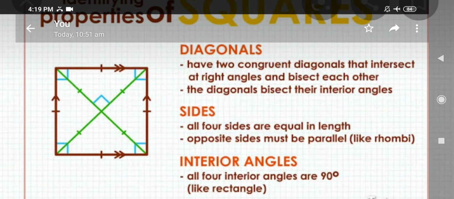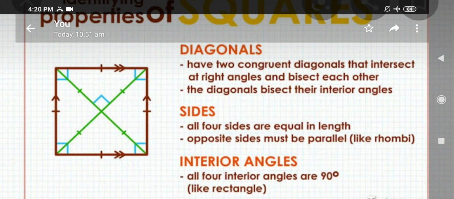Now, square, as we have been learning since the lower classes, is a figure having four sides, that is, a quadrilateral having all four sides of equal length. All four sides of the quadrilateral are congruent, or equal in length, and the opposite sides are parallel to each other. The first and foremost common property of a square is that all four sides are equal and the opposite sides are parallel to each other.